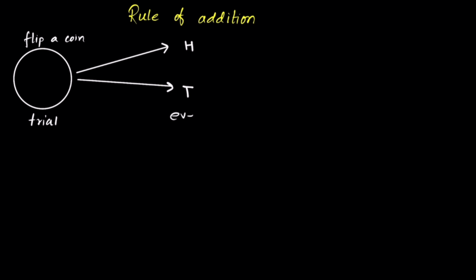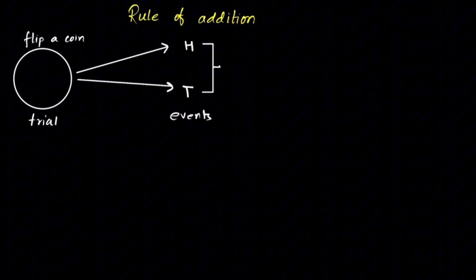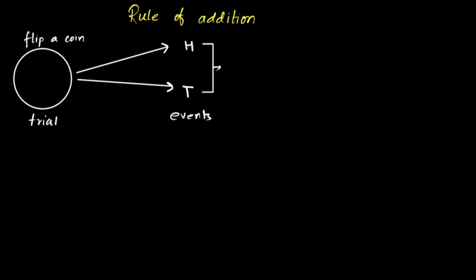Head and tail are such events that don't occur at once. That is, if you flip a coin, you either get head or you get tail. It is not possible to get both head and tail at the same time. And such events are what we call mutually exclusive events. Again, mutually exclusive events are such events that don't occur at the same time.